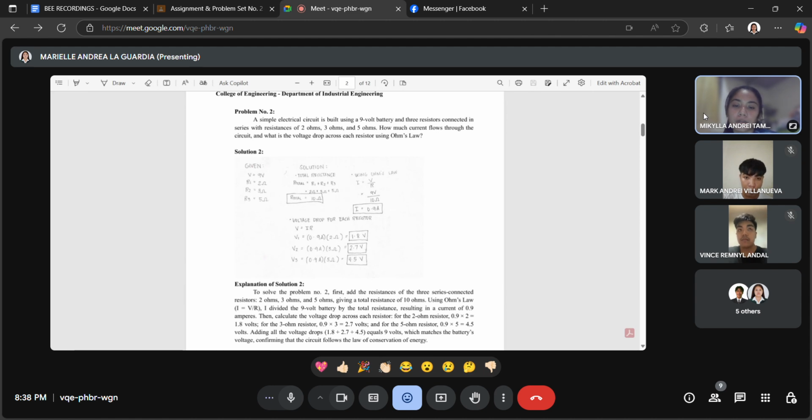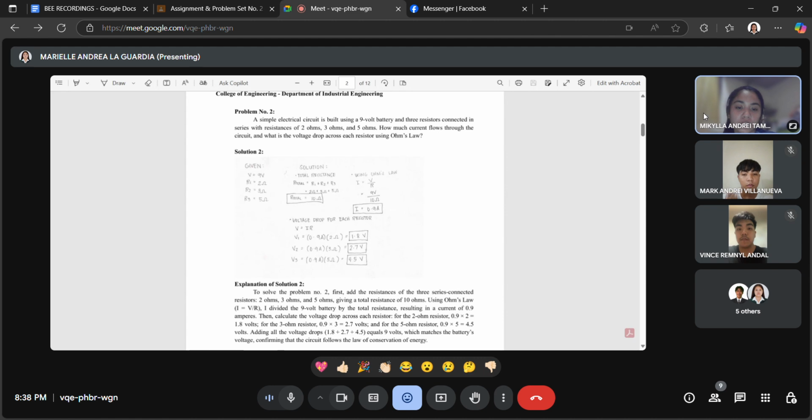So to solve problem number 2, first add the resistance of the 3 series-connected resistors, which are 2 ohms, 3 ohms, and 5 ohms, giving a total resistance of 10 ohms. Using Ohm's law, I divided the 9-volt battery by the total resistance, resulting in a current of 0.9 amperes. Then calculate the voltage drop across each resistor.